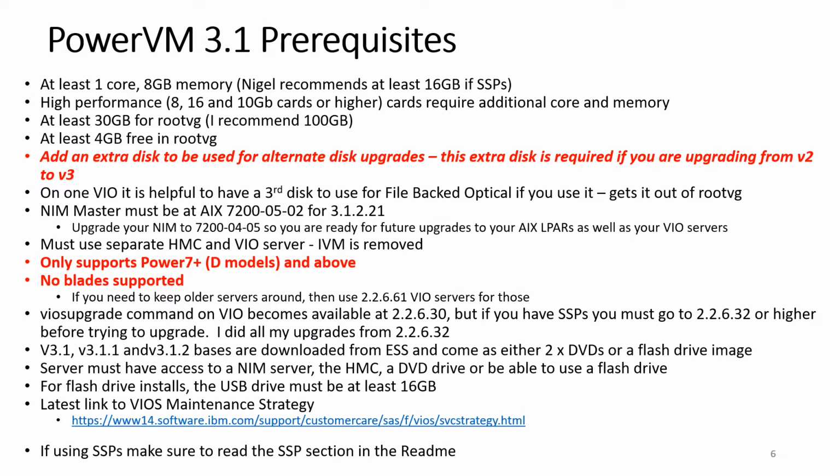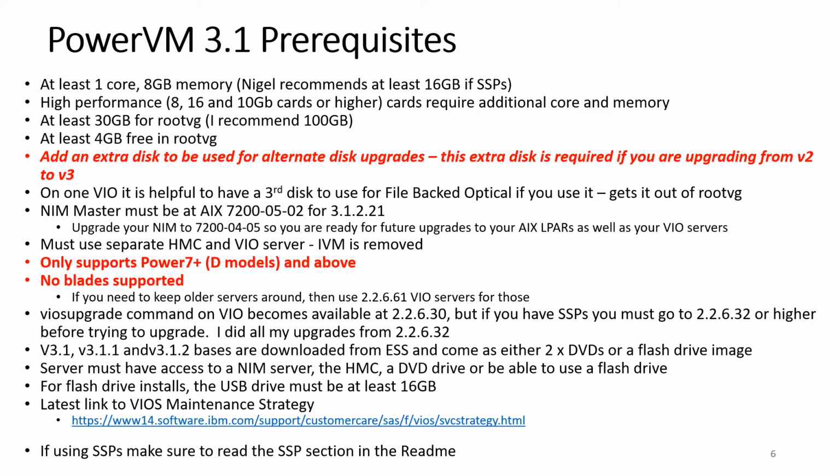Some of the prerequisites: you need at least one core and 8 gig of memory per VIO. If you're using shared storage pools, you need at least 16 gig. And you do need to do calculations to figure out what you really need for memory, because all of the adapter cards that you have that have active ports each take a little bit of CPU and a little bit of memory. Although you can get by with a 30 gig root VG, I normally recommend at least 100 gig. That lets you put some log files and some larger page spaces, etc.